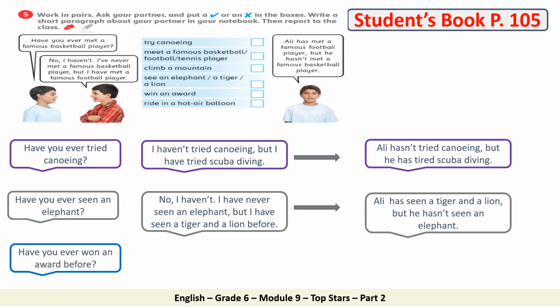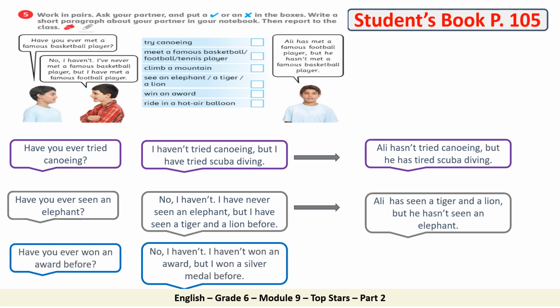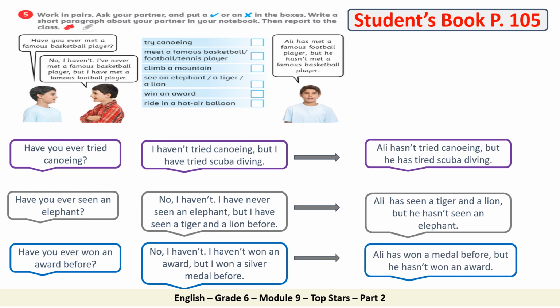Finally, we have, have you ever won an award before? No, I haven't. I haven't won an award, but I won a silver medal before. Change it to Ali. Ali has won a medal before, but he hasn't won an award. There you go. Very good. You guys are awesome. You've done great throughout this lesson.